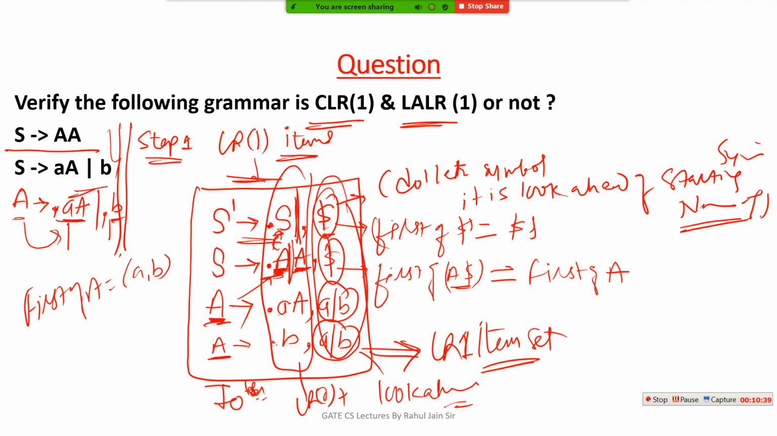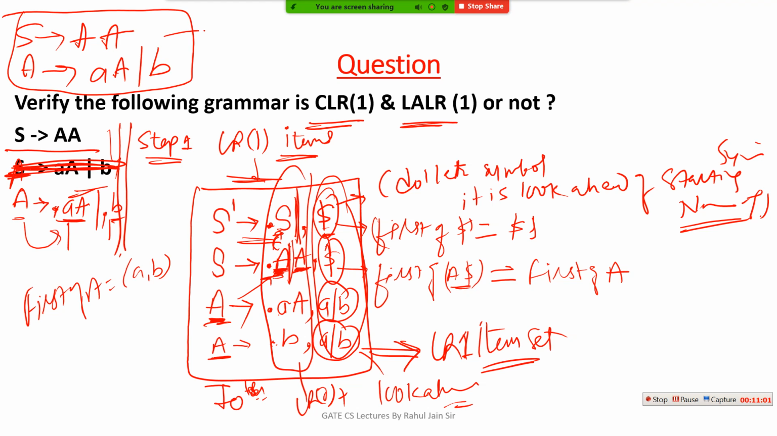Ashik, you are asking whether it will be S derives AA or B? Okay, it is A basically, guys. This is not a step. Our grammar is S derives AA and A derives aA and b. This is our grammar, guys. This is my first transition and this is my second transition.